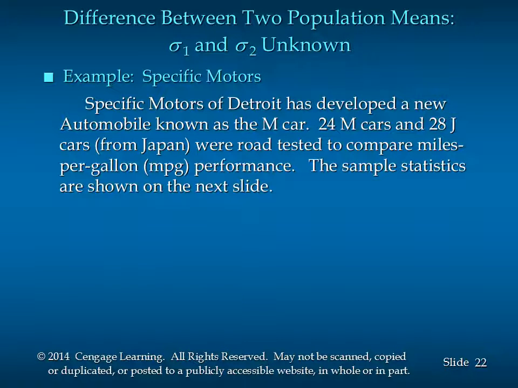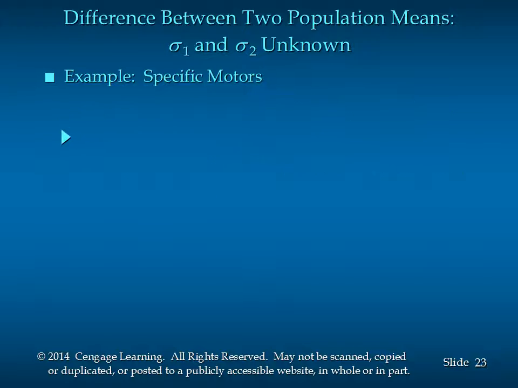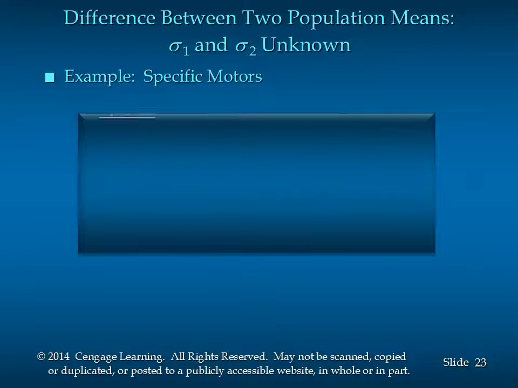Let's take an example. A company in Detroit, Specific Motors, General Motors or something, I guess. And they have 24 M cars and 28 J cars, and they want to compare miles per gallon. And here are the numbers that were generated.